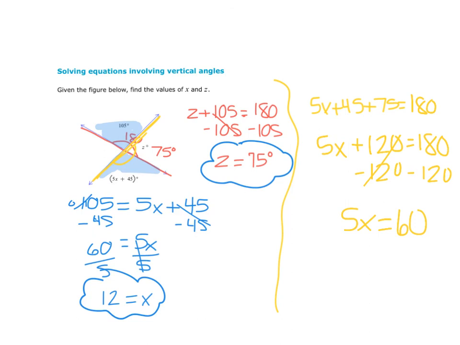Did you see that before? Over here. Divide by 5, and we get x equals 12. So we could have used either our knowledge of vertical angles or supplementary angles, and either one would have gotten us to the same conclusion.